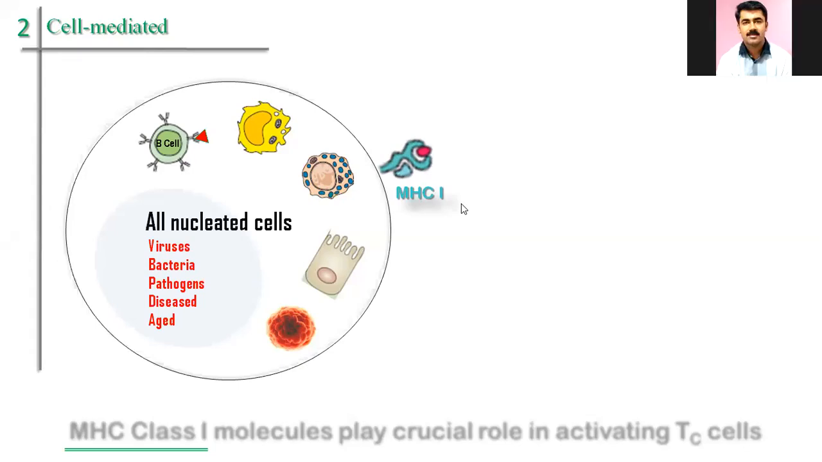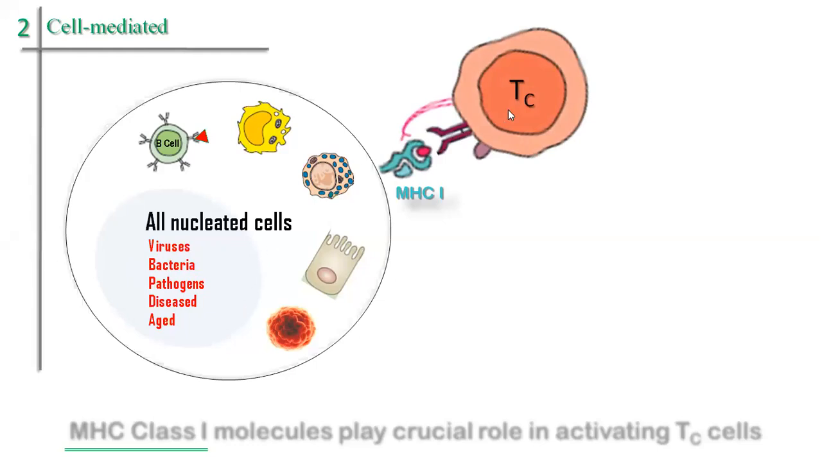Earlier, what we have seen is MHC class 2 molecules. Now these nucleated cells express MHC class 1 molecules, along with peptides that are part of an antigen, which could be from a virus, bacteria, or other means. Once they express this MHC1 molecule, they are targets for TC cells, because TC cells contain CD8 markers, or a CD8 receptor.